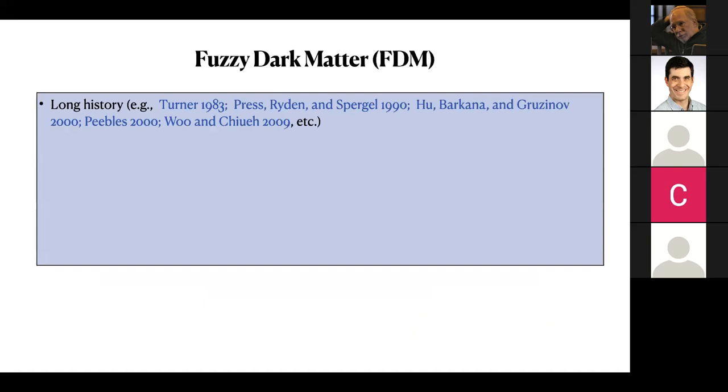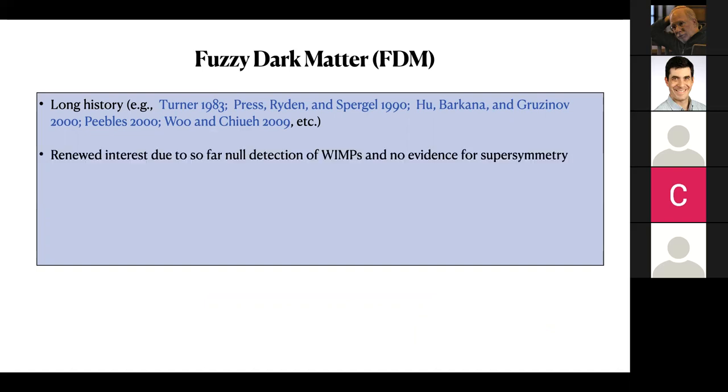Okay. Now, the investigation of fuzzy dark matter as a dark matter candidate is not new. There's a long history of investigations, and I've just pointed out some papers. But the renewed interest in this kind of model, or for that matter any alternative dark matter model, let's say self-interacting dark matter, is because of the so far null detection of WIMPs and no evidence for supersymmetry, the connection between the two being that WIMPs are predicted to exist in supersymmetry.